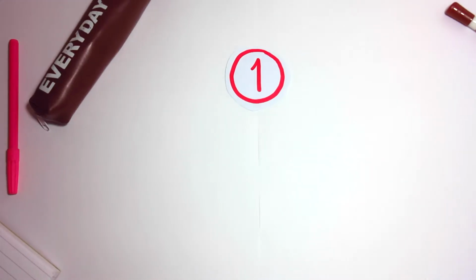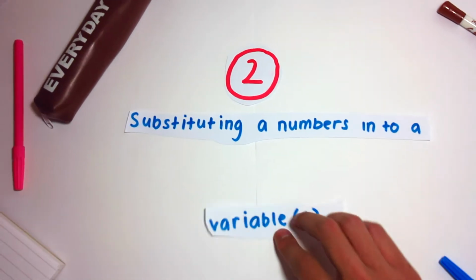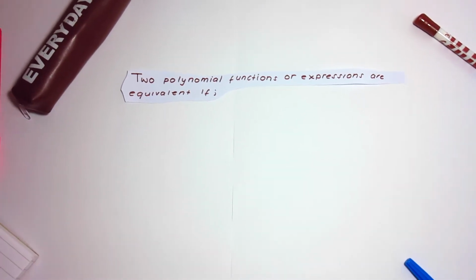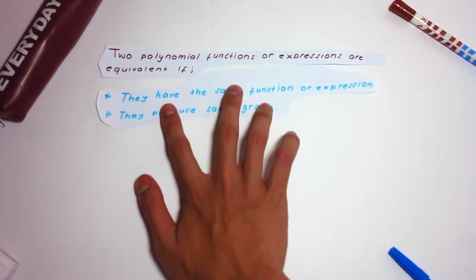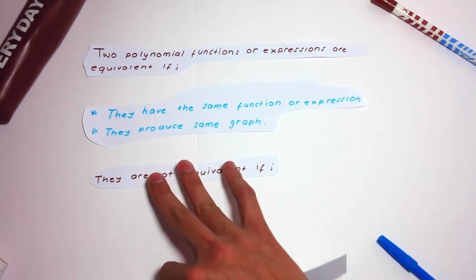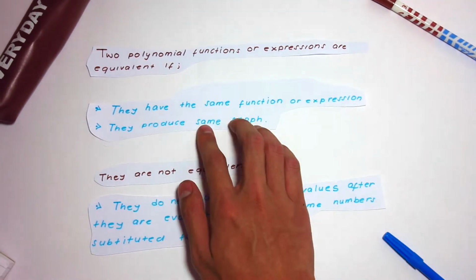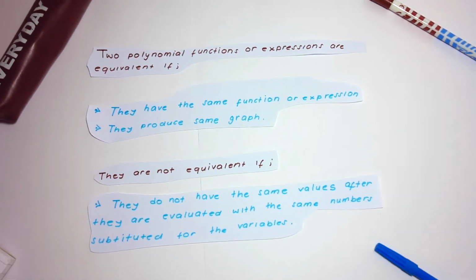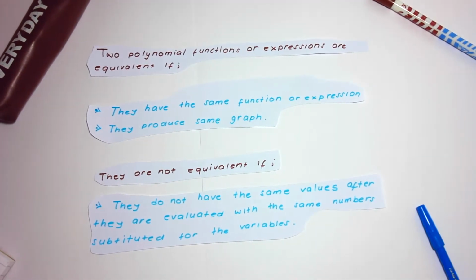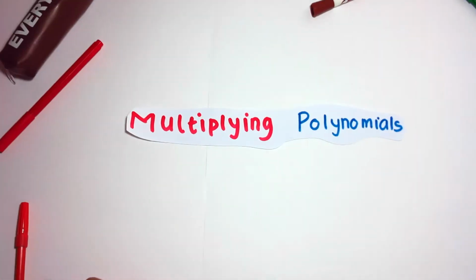Note, one way you can figure out if equations are equal is to simplify. The second way is to substitute a number into the variables. Two polynomial functions are equivalent if they have the same function or expression, or they produce the same graph. They are not equivalent if they do not have the same values after the same numbers are substituted for the variables. So if they do not simplify to the same equation, or if you plug in the same numbers and they do not equal the same, then they are not equivalent.